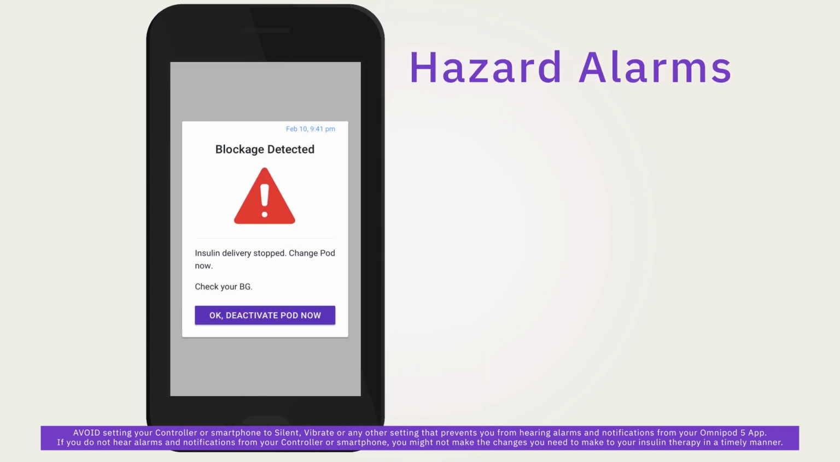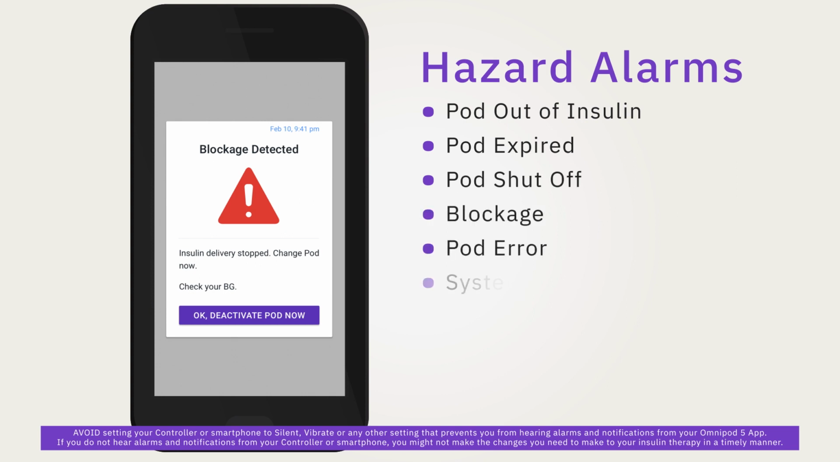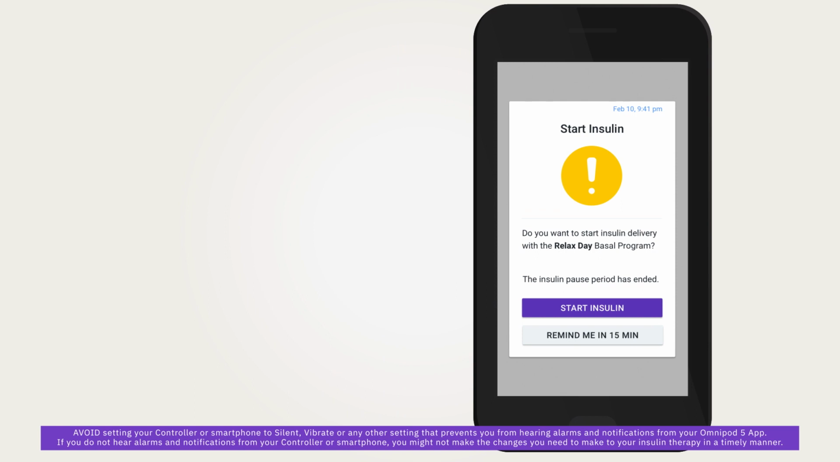Examples of hazard alarms are pod out of insulin, pod expired, pod shutoff, blockage, pod error, system error, Omnipod 5 error, and memory corruption. Advisory alarms are lower priority alarms that indicate that a situation exists that needs attention. If these alarms are ignored, they can escalate to a hazard alarm.